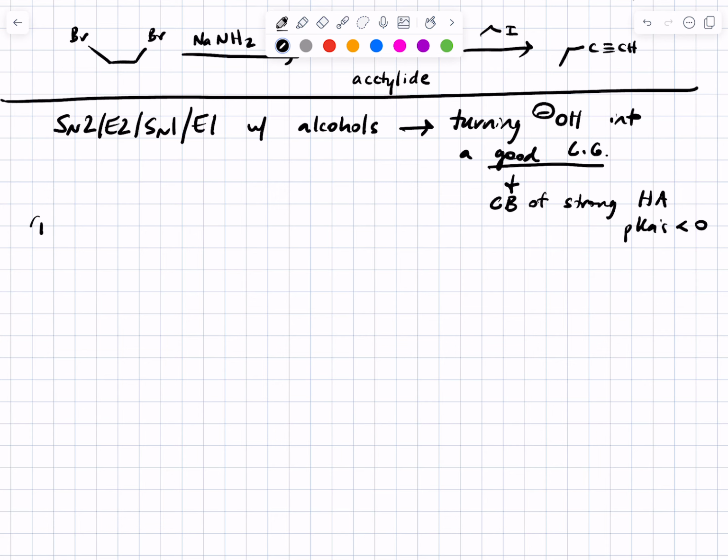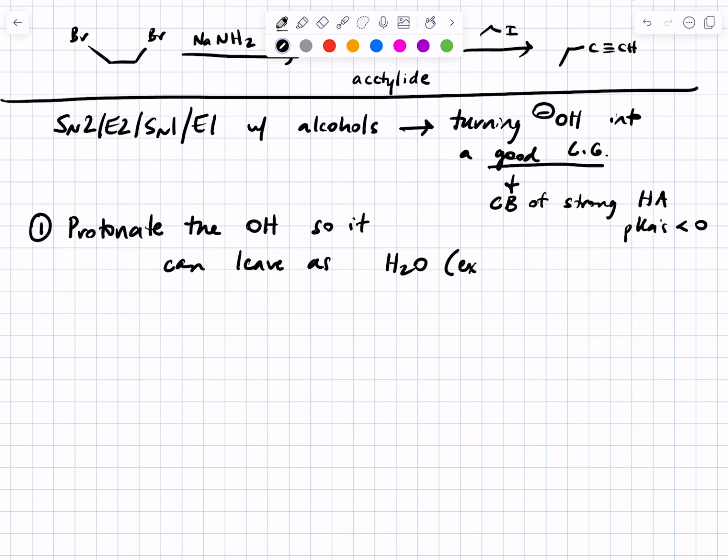All right, strategy 1 is to convert OH into a good leaving group. You protonate the OH so it can leave as neutral water, which is the conjugate base of a strong acid, right? H3O plus has a pKa of -2. Water is an excellent leaving group.